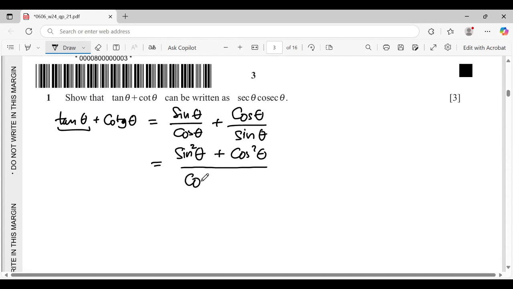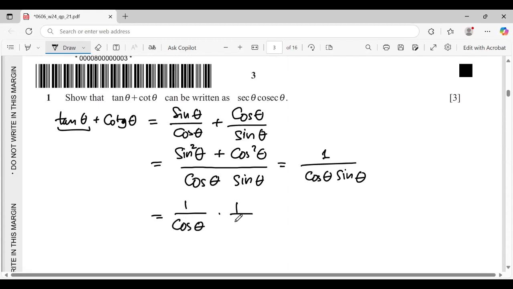over cosine theta times sine theta. And sine squared plus cosine squared is 1, so 1 over cosine theta sine theta. So we can write it as 1 over cosine theta times 1 over sine theta. 1 over cosine theta is secant theta, and then 1 over sine theta is cosecant theta. Okay, this one.